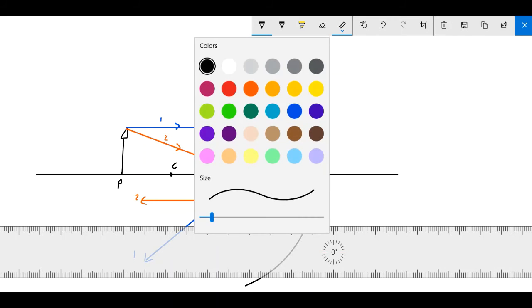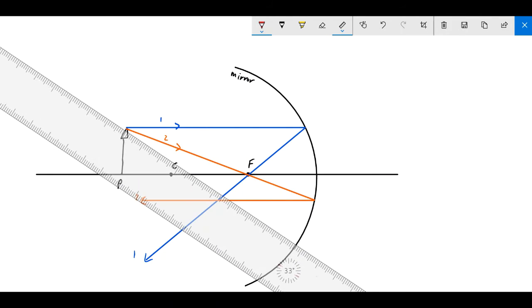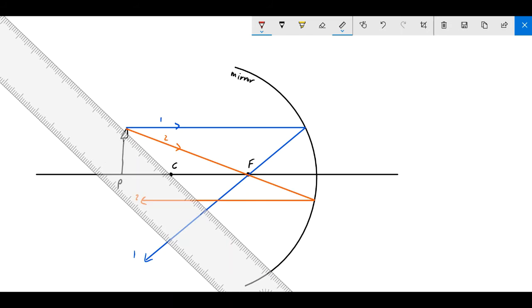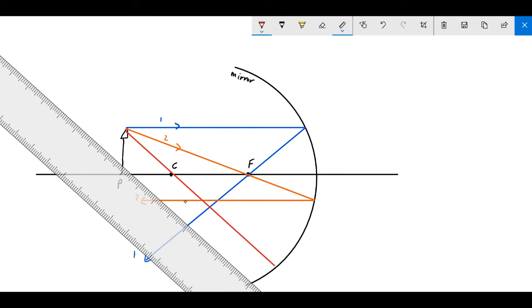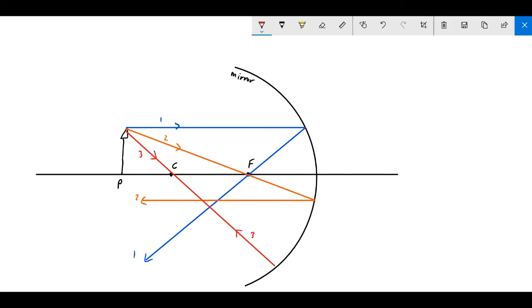And if I use one more, let's pick a different color. We go through the center of curvature and then it comes back again. This one doesn't always match up, right? This one would go in this direction. That would be the third one, and then it would bounce back parallel to itself over here. You can see it doesn't quite match up. That will happen with our concave spherical mirrors. It's called a spherical aberration.